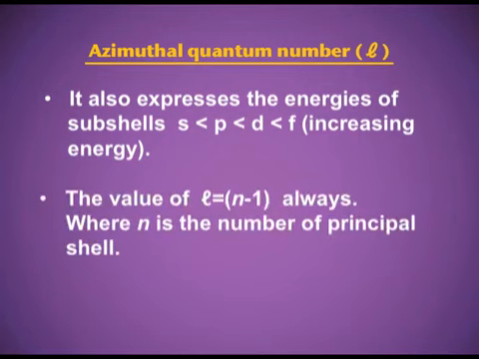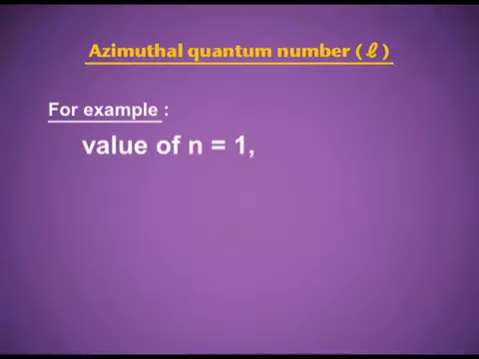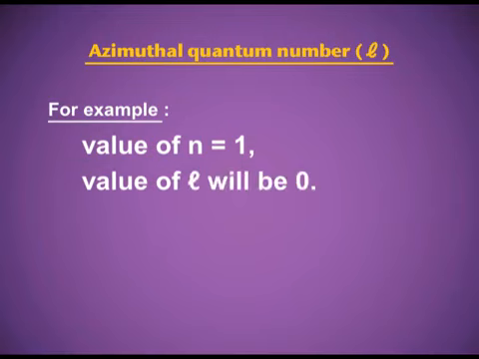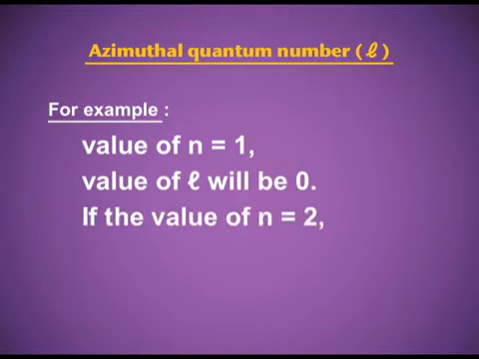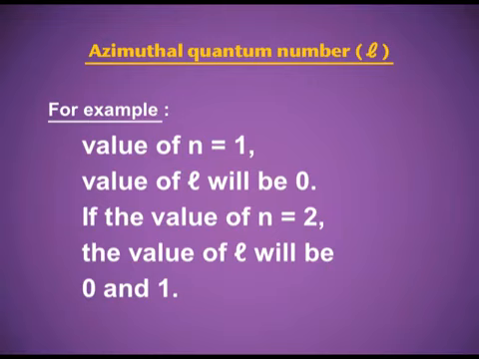The value of l is equal to n minus 1, where n is the principal quantum number. Let me give you an example. Suppose the value of n is 1, then the value of l, that is azimuthal quantum number, will be 0. If the value of n is 2, then the value of l will be 0 and 1.